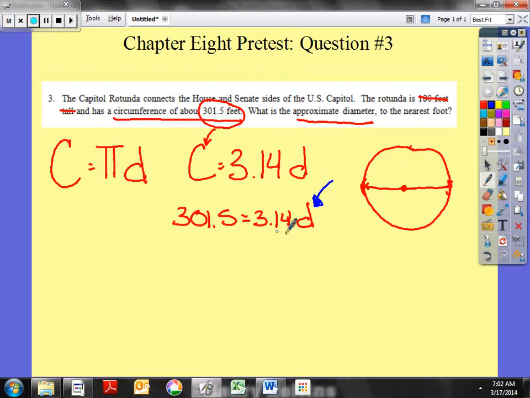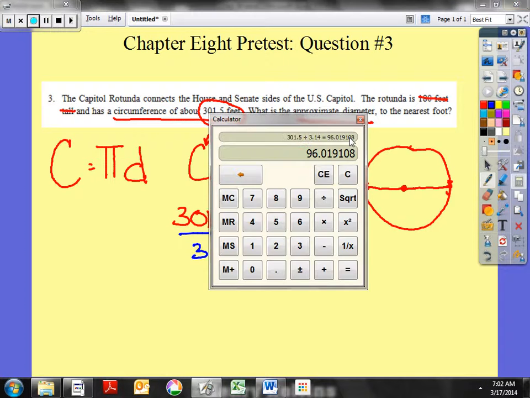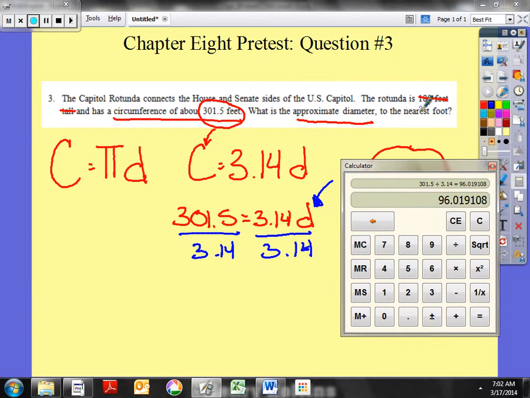What we then do next is say, hey, this is multiplication. The inverse of multiplication is division. We will divide both sides by 3.14. I can use my calculator in this situation. Get my calculator out, and it says round to the nearest foot. So I need to make sure that my answer is to the nearest foot, so I need a whole number.